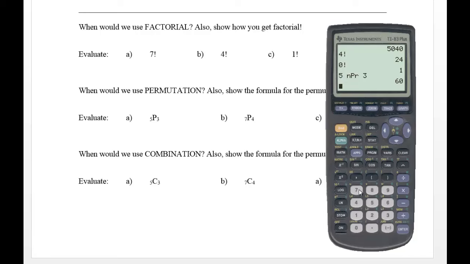And we can repeat this process for part B, which is 7, and then the 7 would be Math, and then Probability, choosing your nPr, and then choosing 4, and then getting your answer. There's 840 ways to choose 4 items from a group of 7 in order.